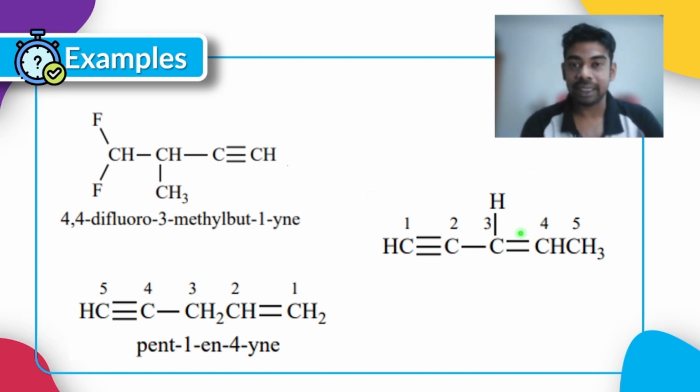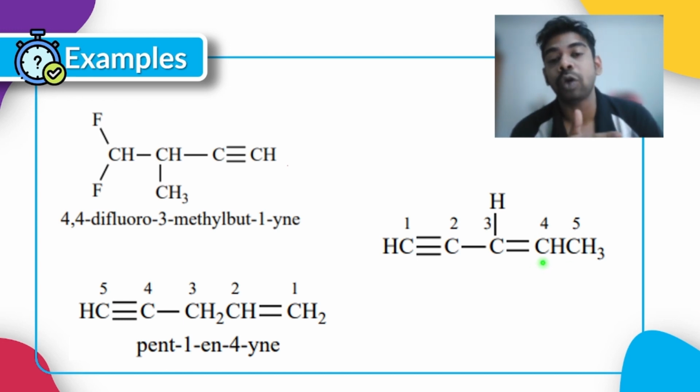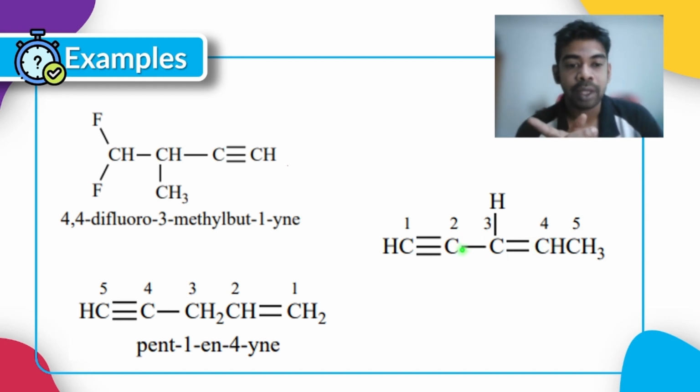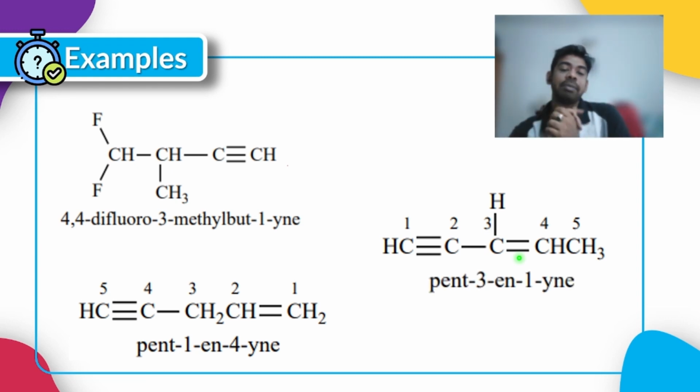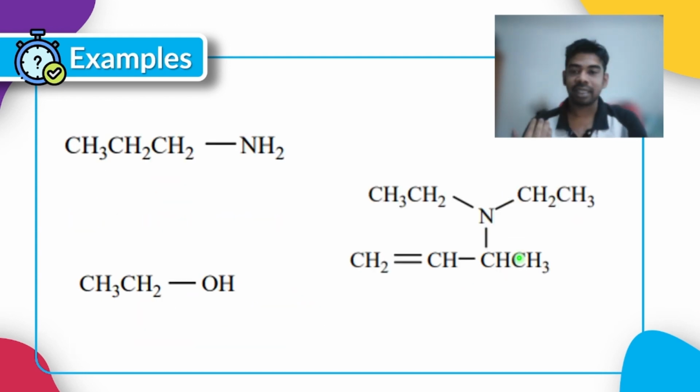Similarly, on the right hand side, now here is the twisting part. From the right hand side, if you number, you'll get 2 and then 3, then you have 4. So you'll get 2 and 4, so the sum will be 2 plus 4, which is 6. Now if you start the numbering from the other side, you'll get 1, 2, and then 3. So 1 plus 3 is a smaller number, and hence you number from the left hand side, and here you have the name pent-3-en-1-yne. So that's how you understand the examples.